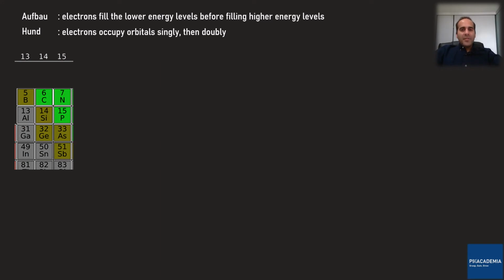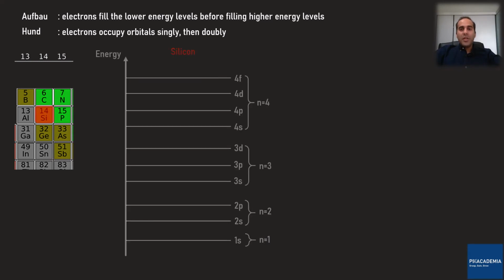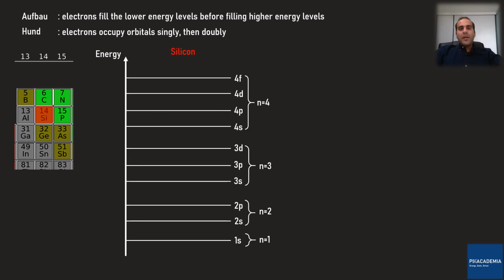Let me give you an example. Let's fill up the energy diagram for the silicon atom. Silicon has 14 electrons. According to Aufbau's principle, I need to start filling up the diagram from the lowest energy available. That is 1s. I put the first electron, there is no other orbital. Then I put the second electron spinning down.